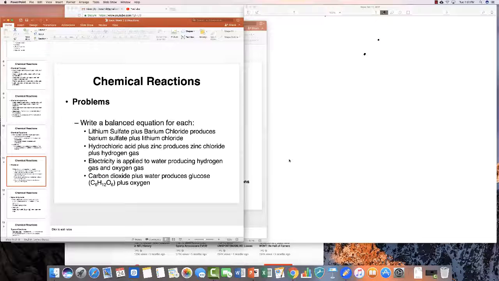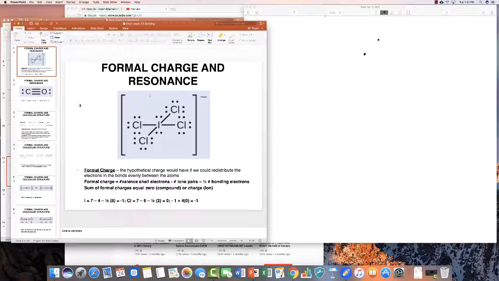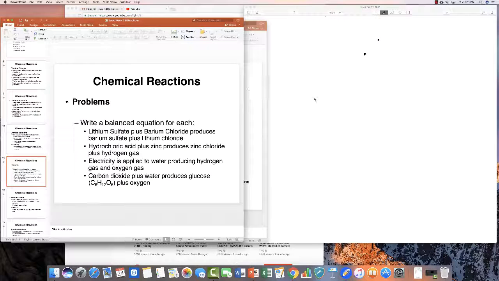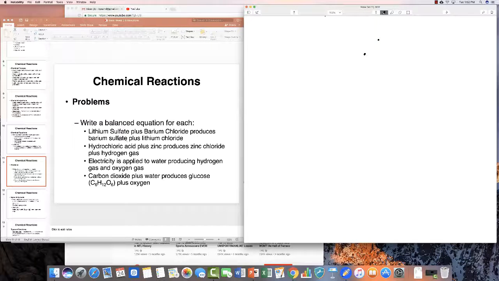Let's open up this second part by doing some examples of writing balanced equations from Word documents, like we did with that last example. So here's the first one. Lithium sulfate, barium chloride produces barium sulfate and lithium chloride. Again, let's write the four compounds first.